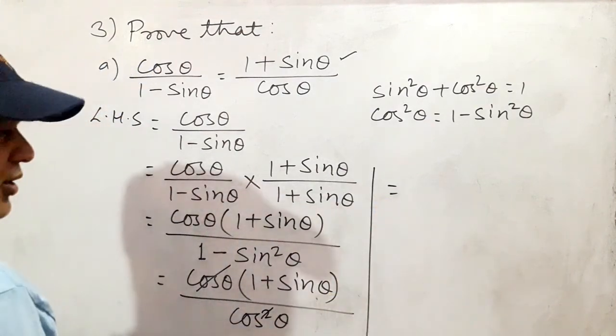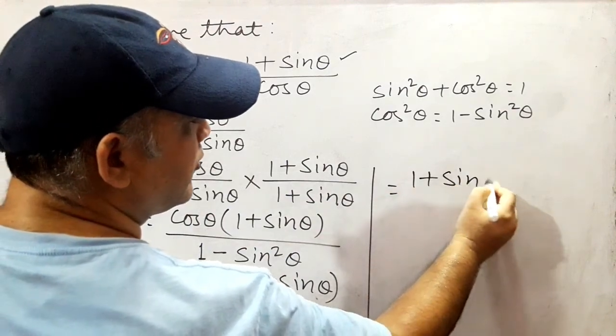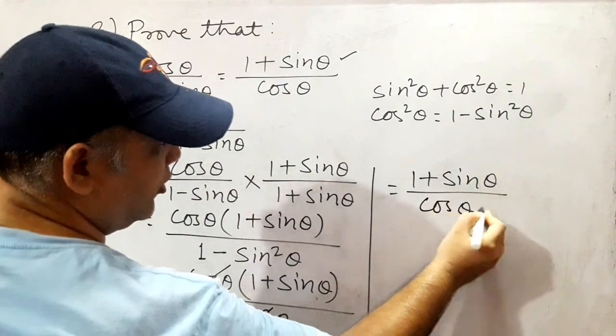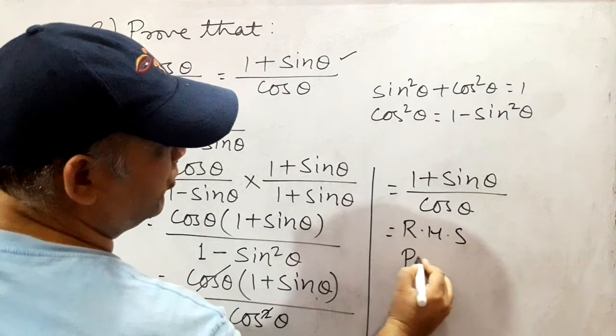So we have the remaining terms 1 plus sin theta by cos theta, which is our right hand side. Hence it is proved.